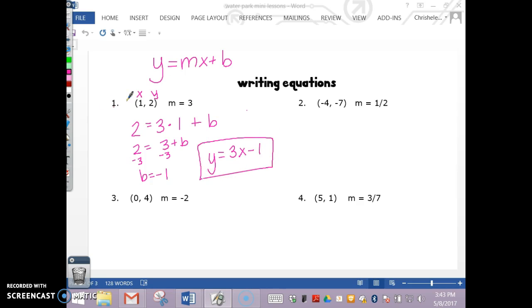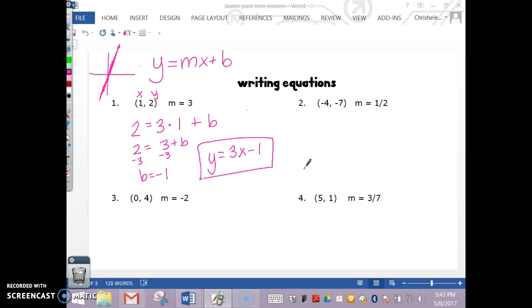So what does this mean? If I am on my graph and I have the point 1, 2, that's right here, and my slope is 3, that means I go up 3 over 1, up 3 over 1. I also go down 3 over 1. And that would be this point where I cross the y-axis right here at -1.